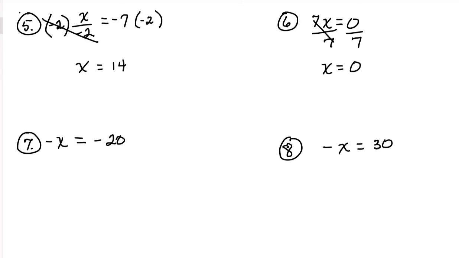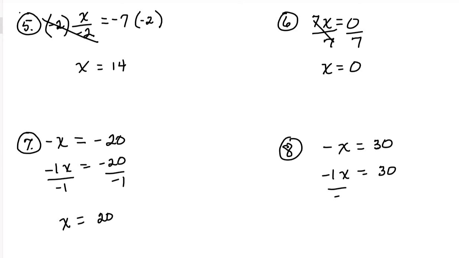Now, problems 7 and 8, I want us to look at kind of together. Both of these have a negative x, and I can write this as -1 times x on both of these, and then divide both sides of my equation by -1. That's how you normally see this in textbooks. -20 divided by -1 is +20, and over here, when I divide by -1, I get x to equal -30.